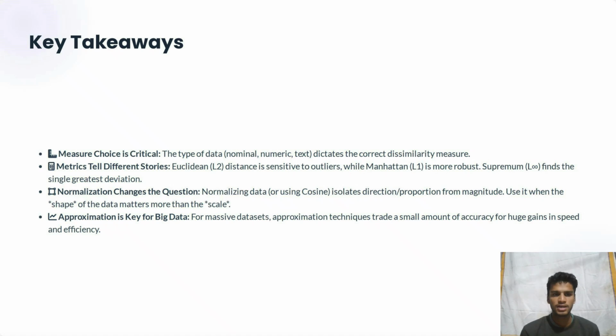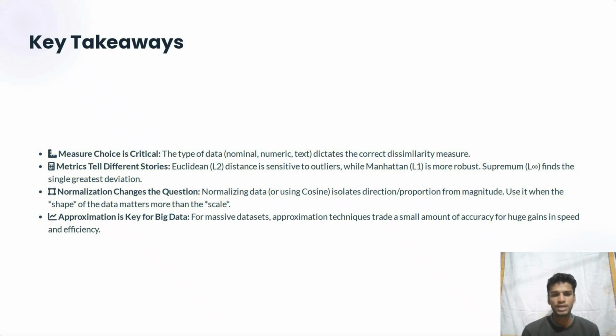Key takeaways: measure choice is critical. The type of data, nominal, numeric, text, dictates the correct dissimilarity measure. Metrics tell different stories. Euclidean distance is sensitive to outliers, while Manhattan is more robust. Supremum finds the single greatest deviation. Normalization changes the question. Normalizing data isolates the direction from magnitude. Use it when the shape of the data matters more than the scale.